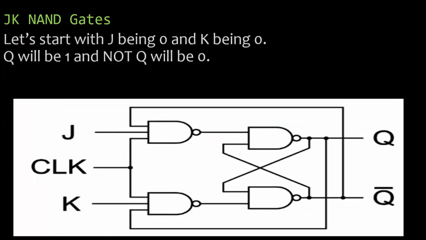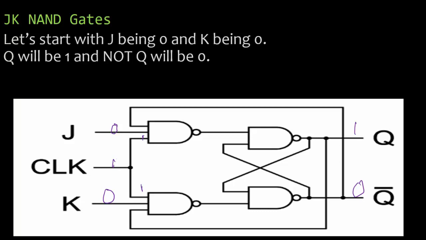Now, let's go ahead and start it. Let's start with J being 0. So I'm going to do J is 0, K being 0. So I'll fill that out. Q being 1. Not Q is going to be 0. We're going to find out what's going to happen when both J and K are set to 0. So clock pulse is always going to be 1. When you see the clock pulse, it's always going to be 1.